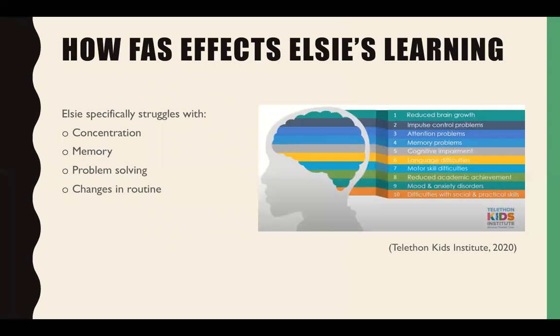There are a range of ways that FAS can affect learning that the picture on the right points out. Specifically for Elsie, she struggles with concentration, memory, problem solving, and changes in routine. These are all areas that she will need extra help with in the classroom, and adjustments will be made to ensure the classroom is inclusive of Elsie's learning needs.